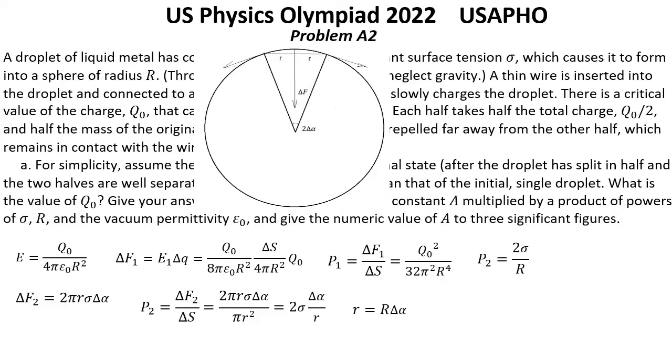Now we have to equalize these two pressures to find the critical Q0, after increasing which the electrostatic pressure will prevail over the surface tension pressure. Equalizing these two expressions, we will get the same answer as for the energy approach. So Q0 again equals 8 pi multiplied by the square root of epsilon 0 sigma R cubed, which is the correct answer. Now we have presented all three approaches for this question.